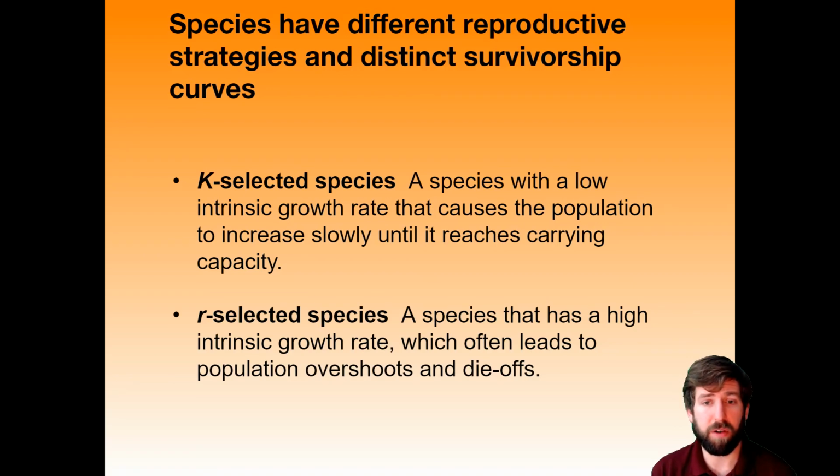K-selected species are a species with a low intrinsic growth rate that causes the population to increase slowly until it reaches that carrying capacity, so they are not as dynamically changing. R-selected species are very different. A species that has a high intrinsic growth rate, which often leads to population overshoots and die-offs. So this one will have much greater fluctuations around carrying capacity, and since they have a high intrinsic growth rate, they'll also recover very quickly during that exponential growth.